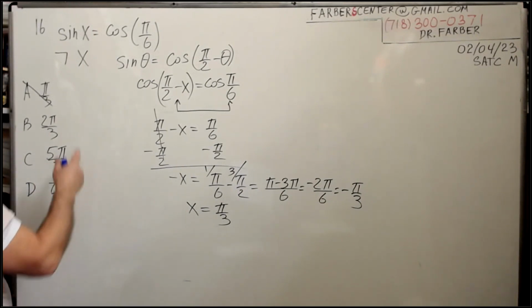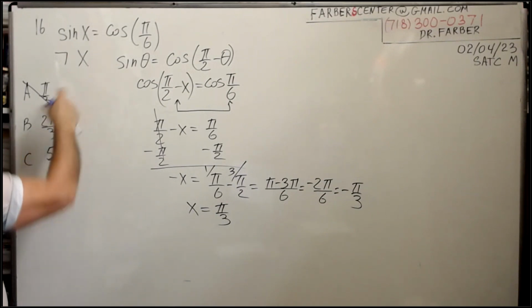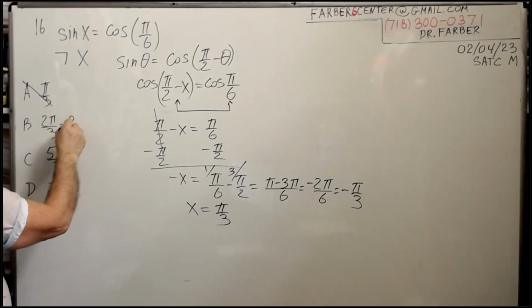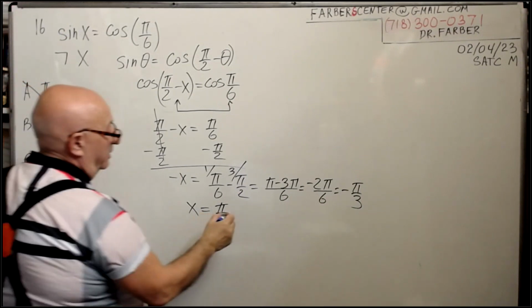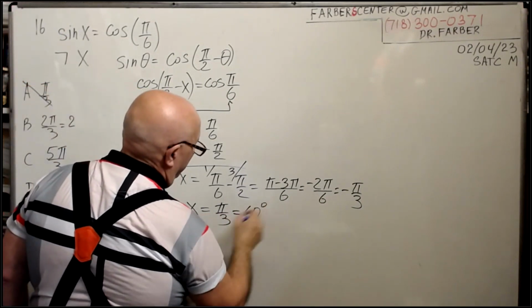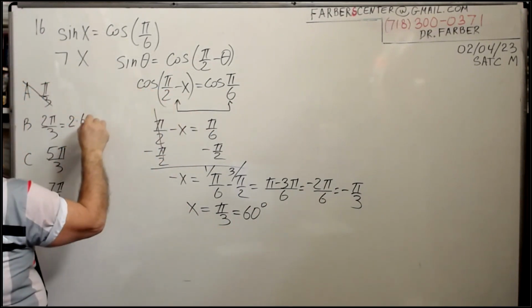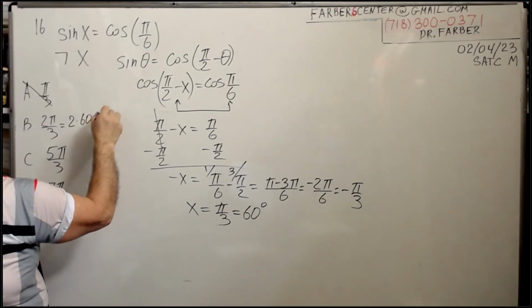So it works, but we're supposed to get negation. What is 2 pi over 3? 2 pi over 3 is 2, and pi over 3 is 60 degrees, right? It's 2 times 60, which is 120 degrees.